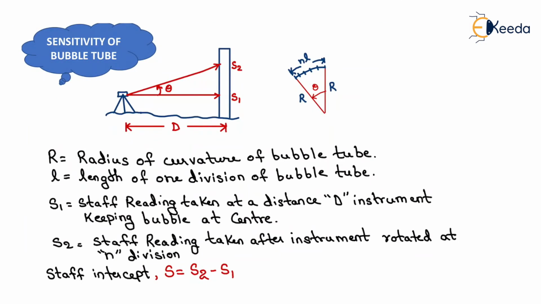Now we will compute the value of theta from both this diagram, that is from this diagram as well as this diagram. Here r is the radius of curvature of bubble tube, which I had already told to you. L is the length of one division of bubble tube, which is shown here. S1 is the staff reading taken at a distance d, instrument keeping bubble at center. When the bubble is at center, the staff reading is S1, and when the instrument is rotated by n divisions, the staff reading is S2, which is shown here. So the staff intercept will be equal to the difference between S2 and S1, so it will be equal to S, that is S2 minus S1.